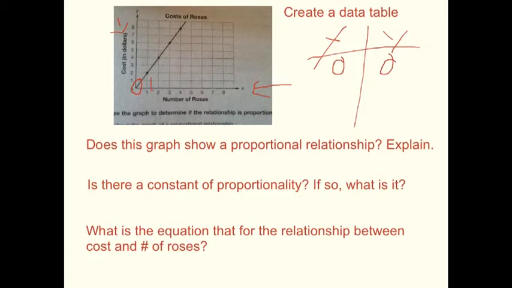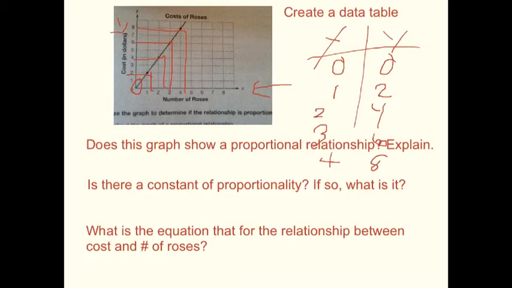So if I look here, x is 1. When x is 1, y is 2. So that means that for 1 rose, it costs $2. For 2 roses, it costs $4. For 3 roses, it costs $6. And for 4 roses, it costs $8. So what I can say to myself is, it appears to me that there is a constant of proportionality, because the cost is 2 times the number of roses. So in that case, what that means to me is each rose is $2.